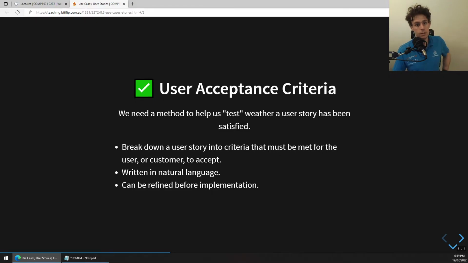User acceptance criteria is often tied to user stories. It's really a process whereby, if you have user stories, for instance the ones we wrote down about the to-do list app, this is a method to help us test whether a user story has been satisfied. What that means is that if you have a user story, you break it down into a set of criteria for the user or customer to accept, and then you give it to them nearly like a checklist to get them to do it.